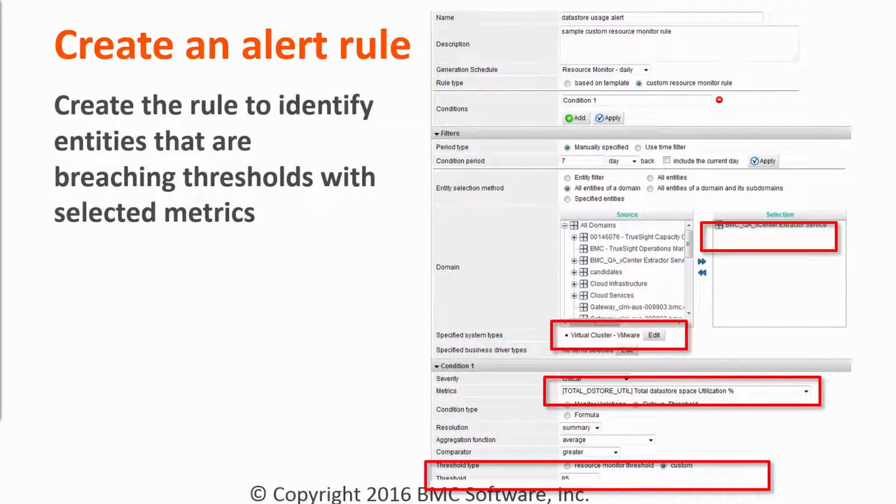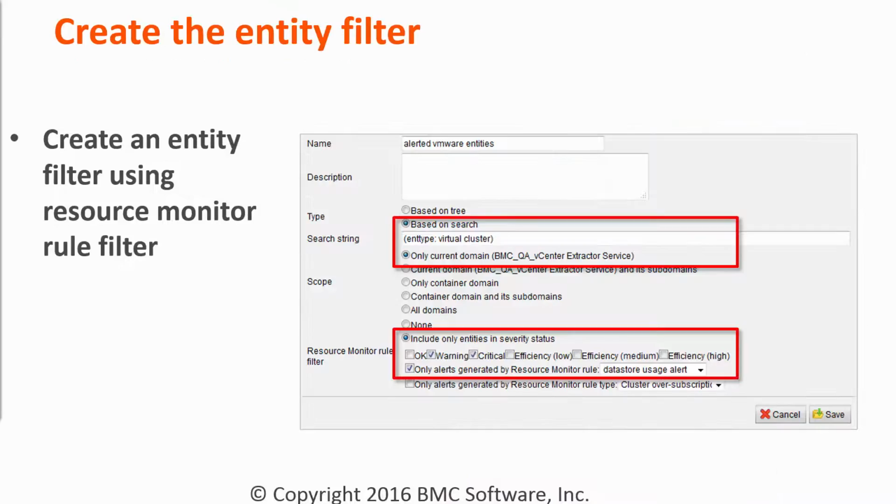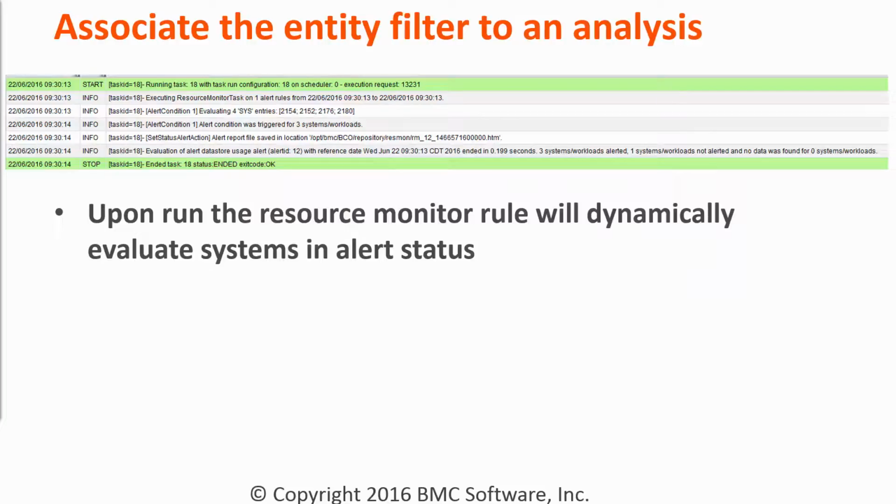To do this, first of all, create an alert rule to identify entities that are breaching thresholds with selected metrics. In this case, we chose the virtual clusters in a specified domain, and we're going to evaluate when the total data store utilization goes over 85%. Create an entity filter including all the virtual clusters of that domain, and include only entities in severity status generated by the resource monitor rule data store usage alerts. If you run the resource monitor task, these three systems clusters into that domain will be alerted.